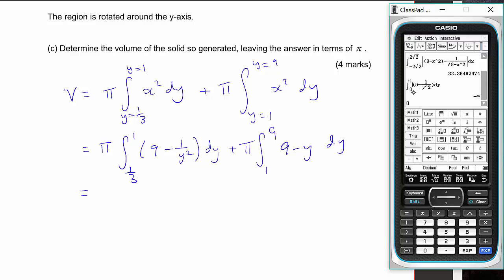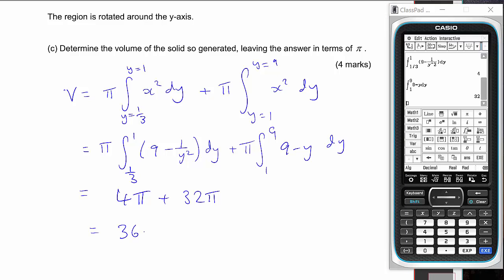And so that is going to be 1/3. That's better, 4, that's what I got last time. So 4 pi, and then we also want to do the integral from 1 up to 9. And that one's just 9 take away y dy. I don't think we need a bracket on that. If I get a silly answer, I'll come back. Yep, it's 32 pi. And so that is 36 pi.